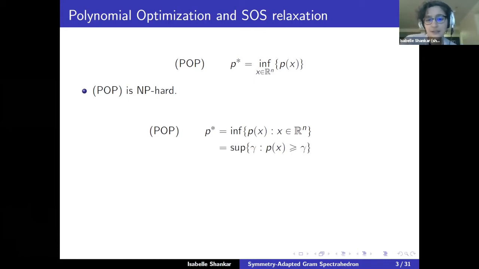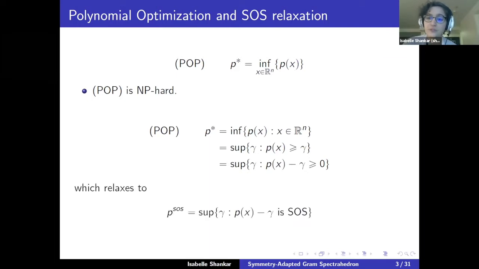Instead of taking the inf, we're going to take now the sup over real numbers gamma, such that p is greater than or equal to gamma. And then I'm just going to subtract over the gamma. And so now we're looking at trying to prove non-negativity of some polynomial p minus gamma, which is still hard, but this is what we're going to relax to a sums of squares problem.